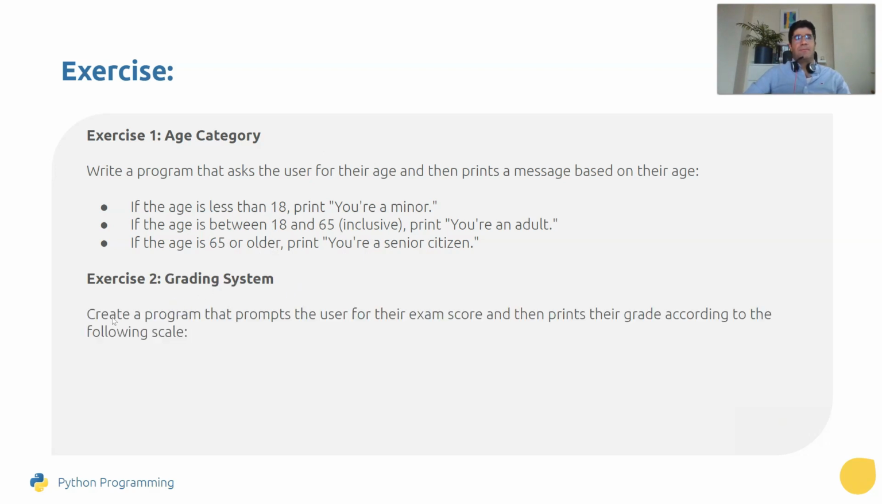Grading system. Create a program that prompts the user for their exam score and then prints their grade according to the following scale. 90 or above, grade will be A. 80 to 89, grade will be B. 70 to 79, grade will be C. 60 to 69, grade will be D. Below 60, grade will be F.